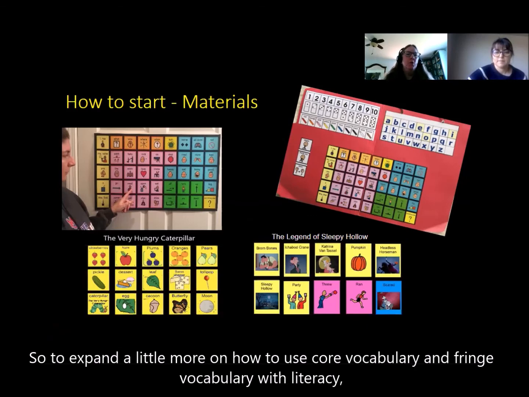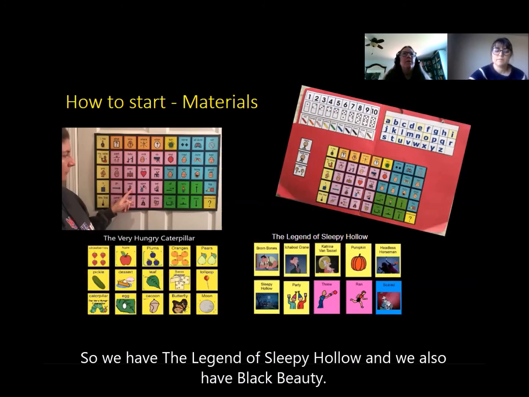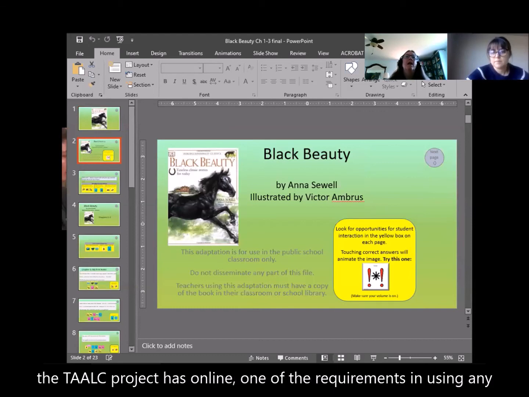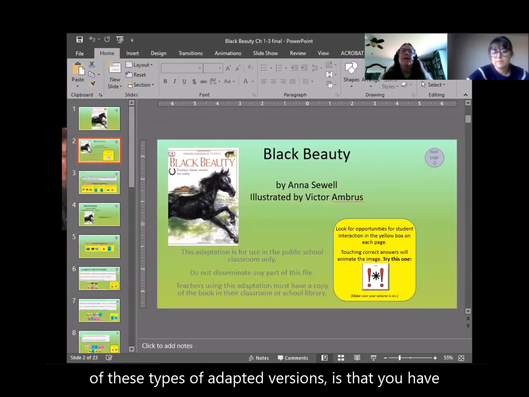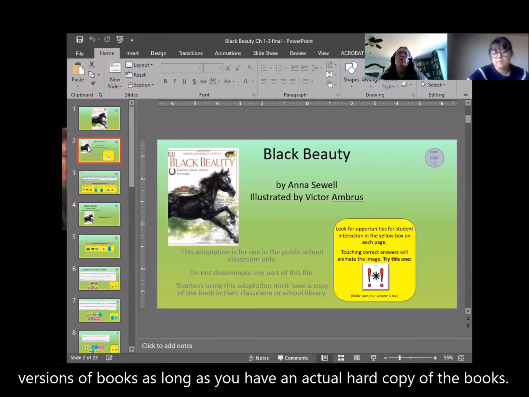So to expand a little more on how to use core vocabulary and fringe vocabulary with literacy, we don't want to forget about our middle school and high school students. We have The Legend of Sleepy Hollow, and we also have Black Beauty. I will say, for the books Caitlin has created and for the books that the TAALC project has online, one of the requirements in using any of these types of adapted versions is that you have a hard copy of the book yourself. We do not want to violate copyright laws. You are allowed to use adapted versions of books as long as you have an actual hard copy of the books.